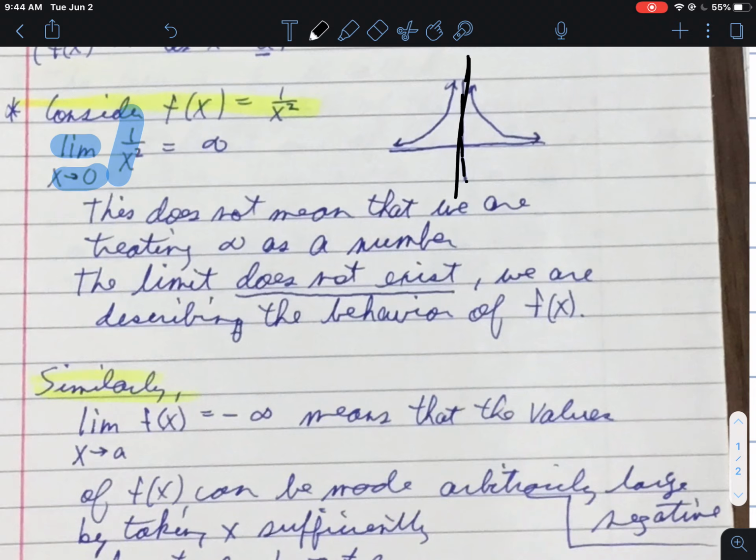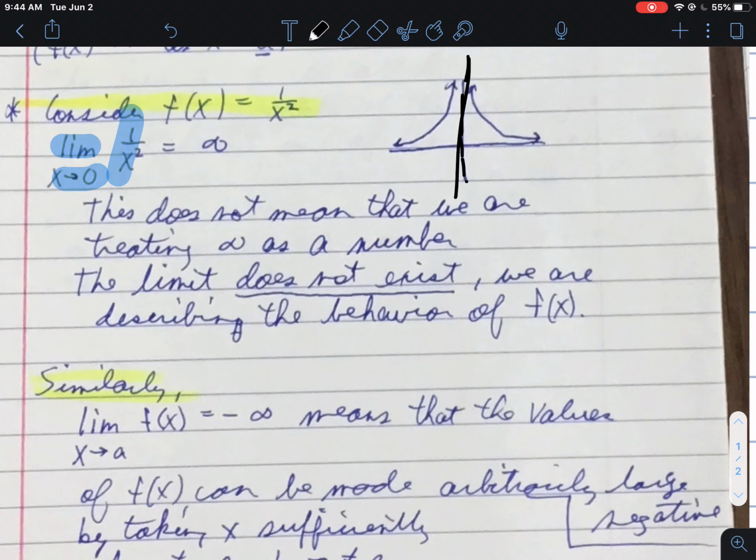Now, this does not mean that we are treating infinity as a number. You never, ever, ever treat infinity as a number. Remember, infinity is used to describe a behavior. We're able to say that the values of this function are getting larger, large positive in this case, as x approaches 0. But that's all infinity is used to describe. So like we said before, this limit does not exist.